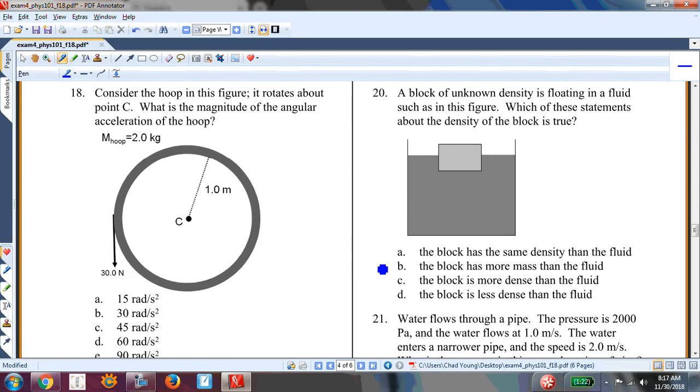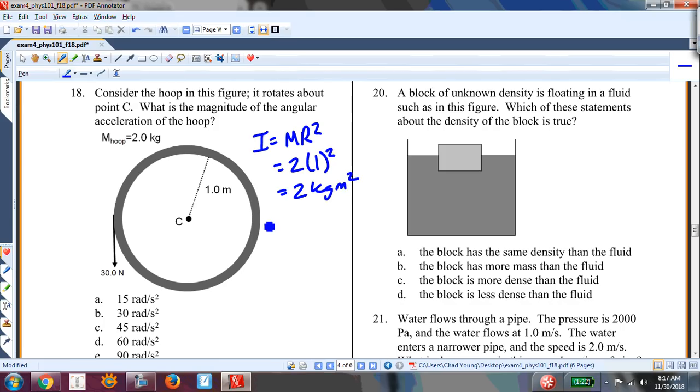All right, what is the magnitude of the angular acceleration of the hoop? This was a very similar question. So what you need to do is find the moment of inertia for a hoop. We've already seen that. It's mr squared. That's going to be 2 times 1 squared, the mass times the radius squared. So 2 kilogram meters squared.